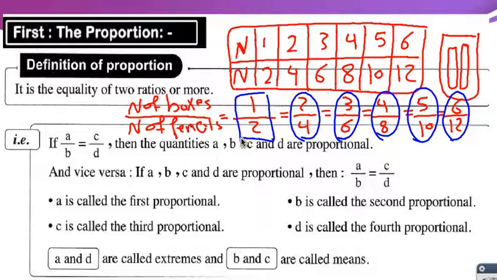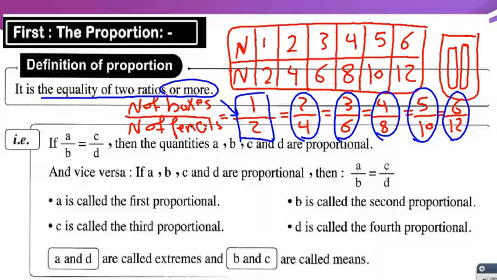Then this is called proportion. It is the equality of two ratios or more. 2 over 4, 3 over 6, 4 over 8, 5 over 10, 6 over 12 equals half, equals a constant. This means the meaning of proportion. Do you understand?